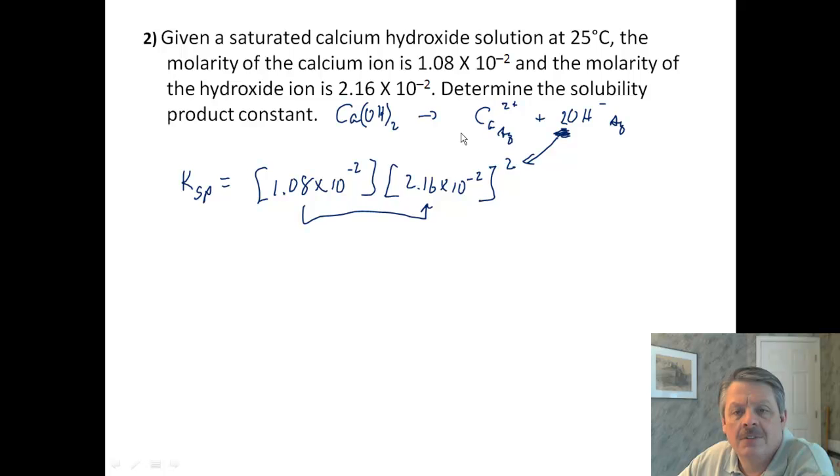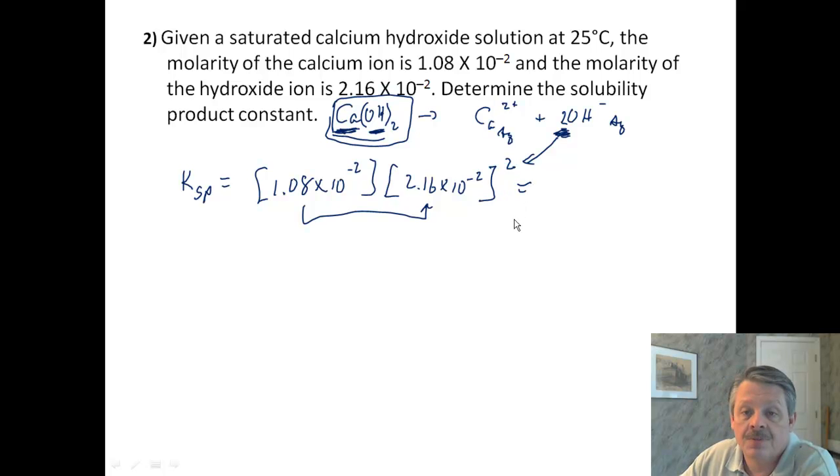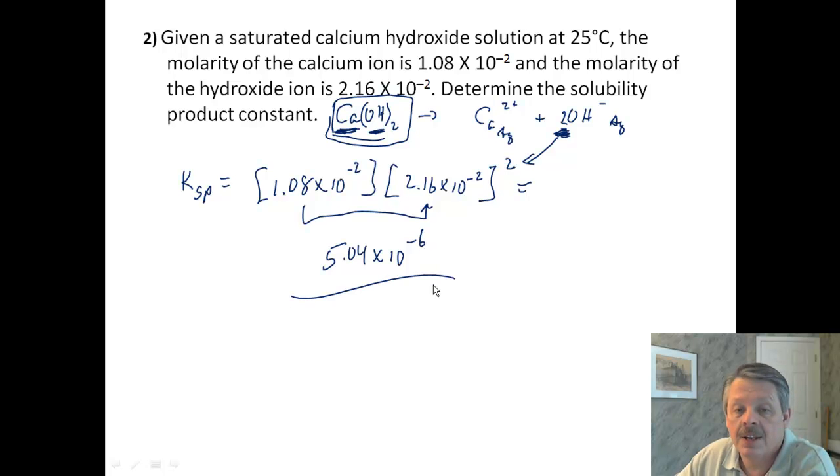Well, why is that? Well, it's because whenever you have calcium hydroxide and it decomposes, for every 1 mole or for every 1 molecule of calcium hydroxide, you're going to end up with 1 calcium, but you're going to end up with 2 hydroxides. So as a result, the hydroxide is going to be twice as concentrated as the calcium when it dissolves. All right, when I actually go and plug this in and multiply it out, I get 5.04 times 10 to the -6. And again, there are no units for solubility product constants.